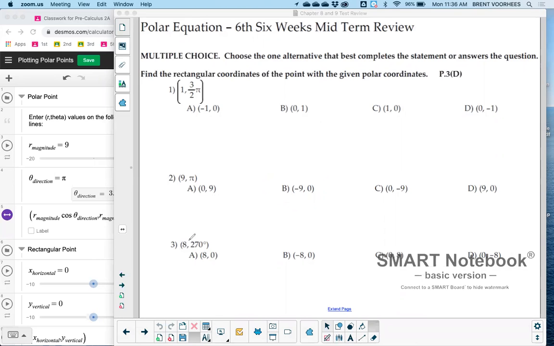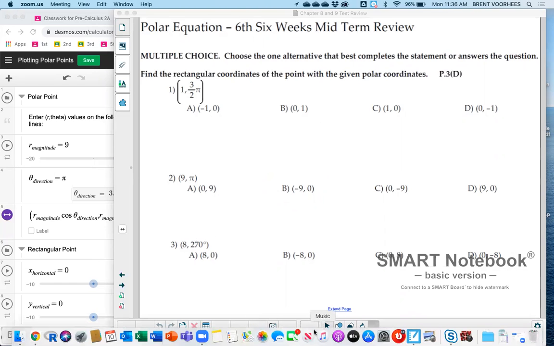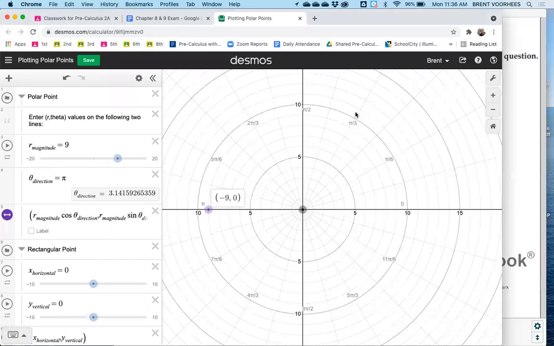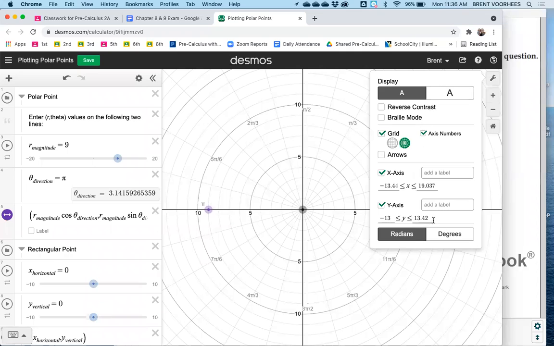All right, let's try C. It's 8, 270 degrees. Now notice this is now in degrees. So we need to make an adjustment. On my calculator, we're right now in terms of pi. And so to adjust the degrees, you go back to this wrench in the top right, and you choose degrees. And now we can put in our point.